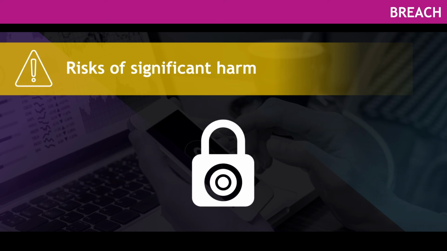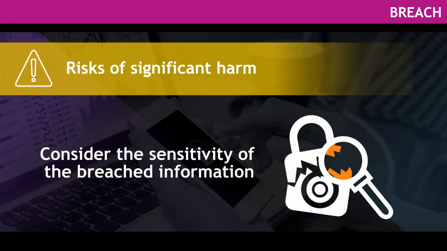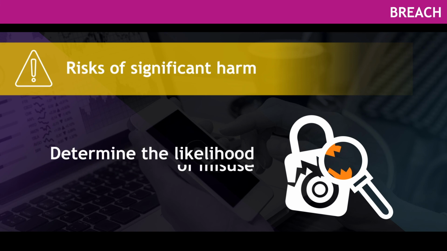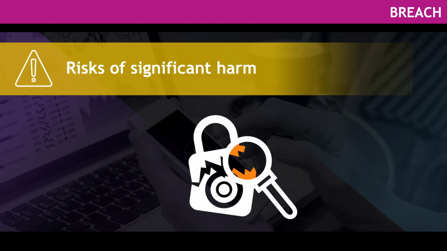To recap, if there's a privacy breach at your business, the two guiding principles to help you assess whether it is a breach that creates a real risk of significant harm are: consider the sensitivity of the breached information, determine the likelihood of misuse. Okay, so let's say you've assessed that there's been a breach of your security safeguards, there is a real risk of significant harm, and you need to report it. What do you do?